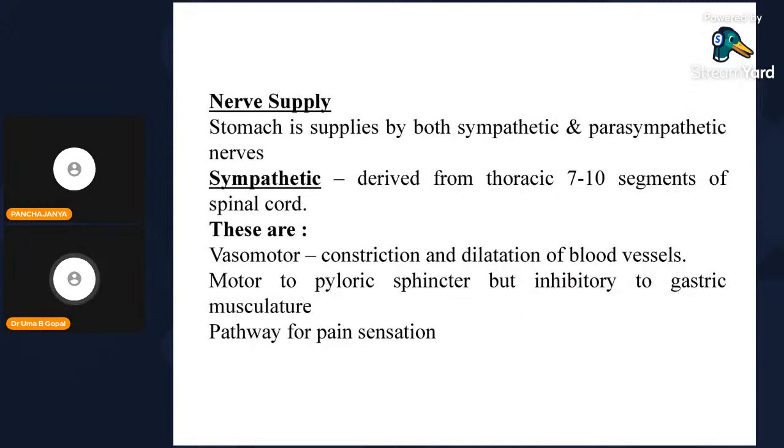Now, the nerve supply: both sympathetic and parasympathetic. Sympathetic is derived from thoracic T7 to T10 segments of the spinal cord, which passes down through the greater splanchnic nerve and supplies vasomotor constriction. There is no dilatation. It only helps in vasoconstriction of the stomach blood vessels. It is motor to the pyloric sphincter, but inhibitory to the gastric musculature. The pathway for pain sensation is also carried by the sympathetic.